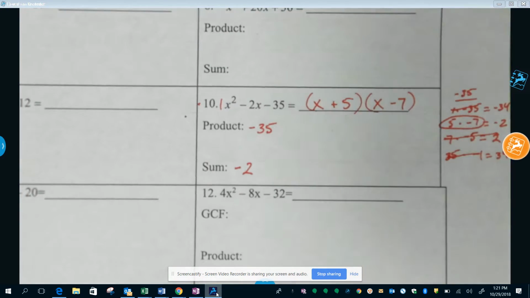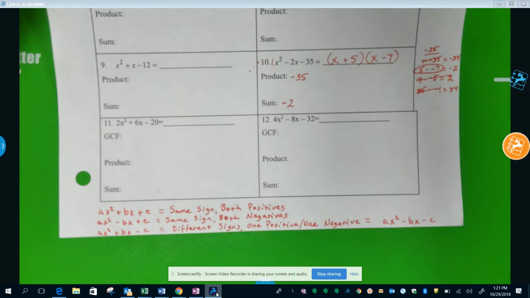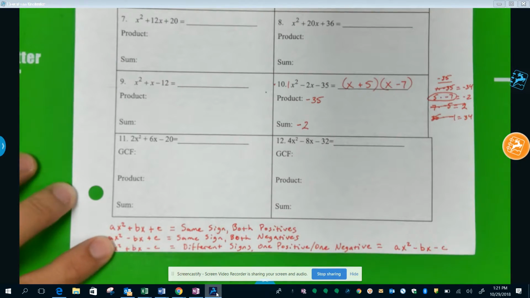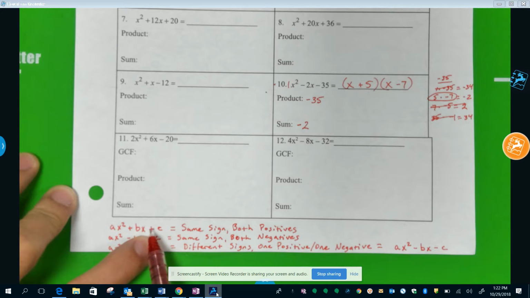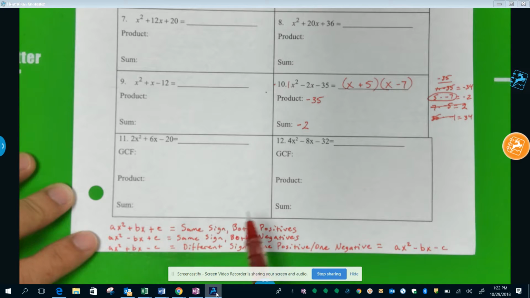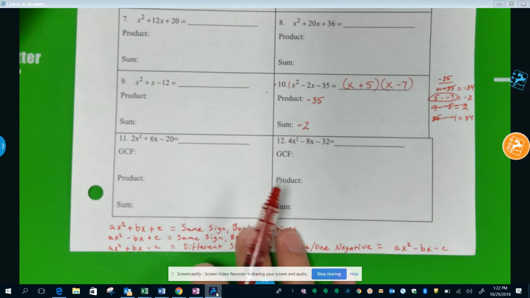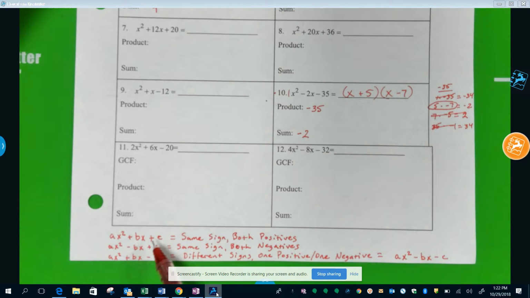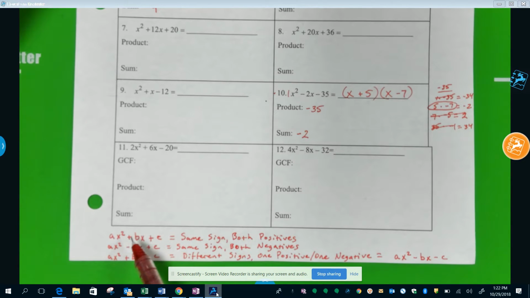Okay, so down here at the bottom, I've got a little hint. If your equation is set up like this, if you have two pluses, you always look at the last sign first. When the last sign is a plus sign, that means the two signs in your parentheses are going to be the same. Then you look at the first sign to see what they're both going to be. If we look at the front one, boom, they're both going to be positives.